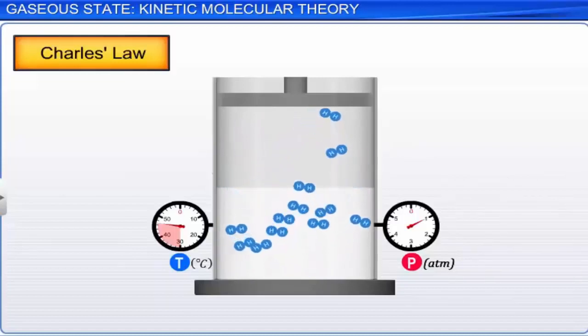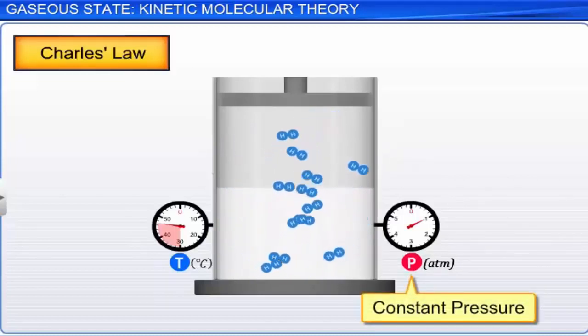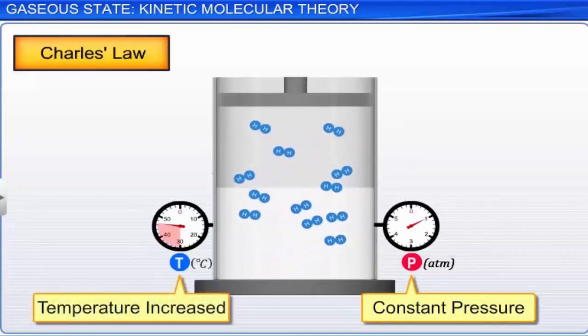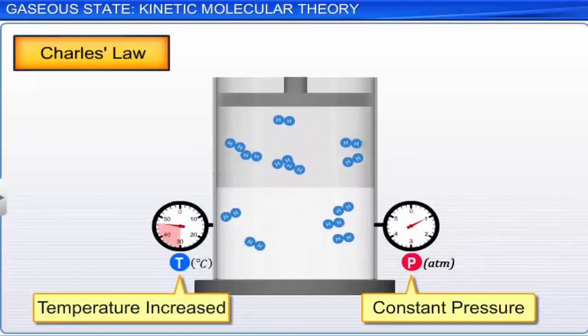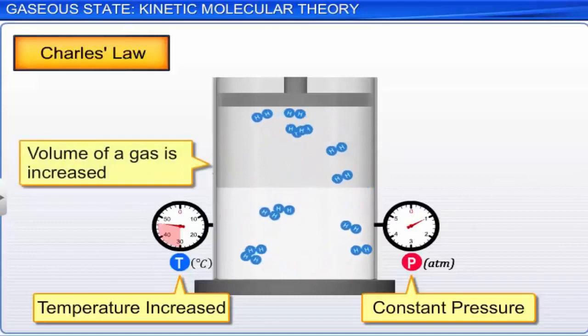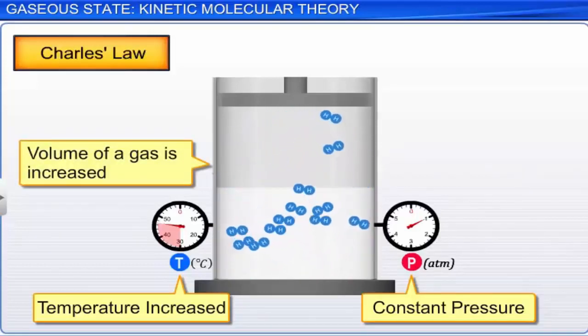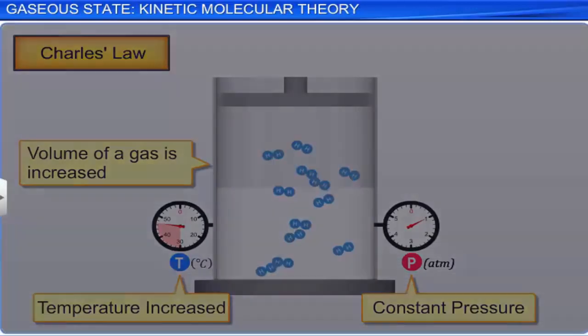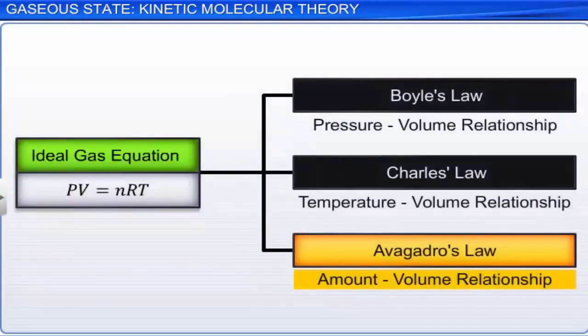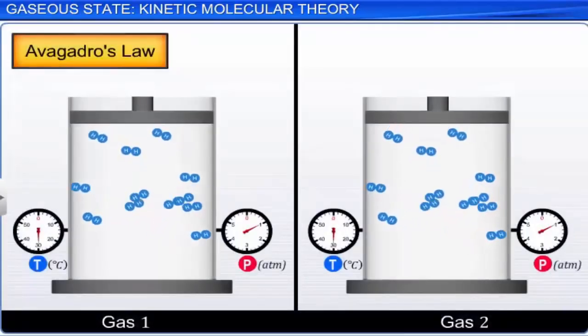Next, let's move on to Avogadro's law. Consider equal volume of two gases under the same conditions of temperature and pressure. Since the temperature of the two gases is the same, according to kinetic molecular theory, the average kinetic energy of the gas molecules should also be the same.